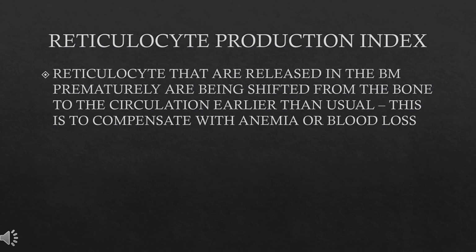Next, we have your reticulocyte production index, or your RPI. Reticulocytes that are released prematurely from the bone marrow are shifted to the circulation earlier than usual. This is to compensate for anemia or blood loss. Just like other normal reticulocytes, these cells take approximately 2 to 3 days before they lose their reticulum. So when erythropoiesis is being evaluated, a correction should be made for the presence of shift reticulocytes, especially when polychromasia is reported in the RBC morphology.